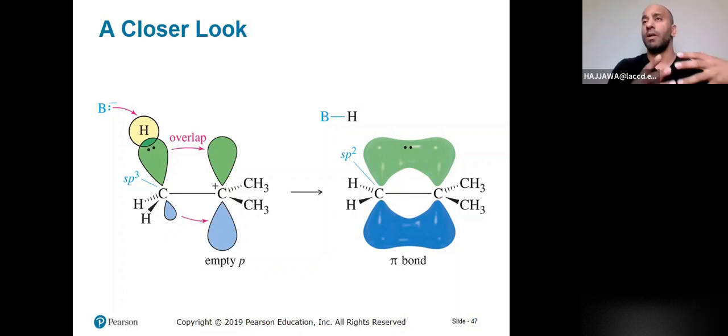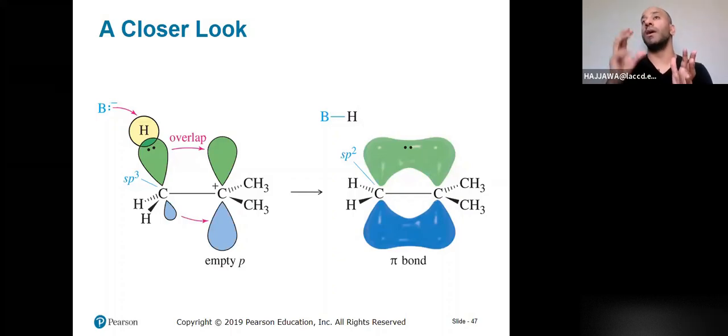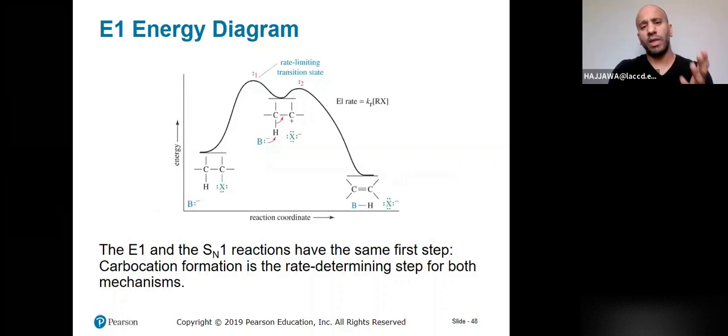But in general, the E1 mechanism is always going to go through a carbocation formation. Rearrangement is always possible, and keep in mind that only a tertiary alkyl halide can go through E1, and it has to have a weak base, such as water or alcohol, in the presence of heat in order for this reaction to go through E1. Here you see the energy diagram.